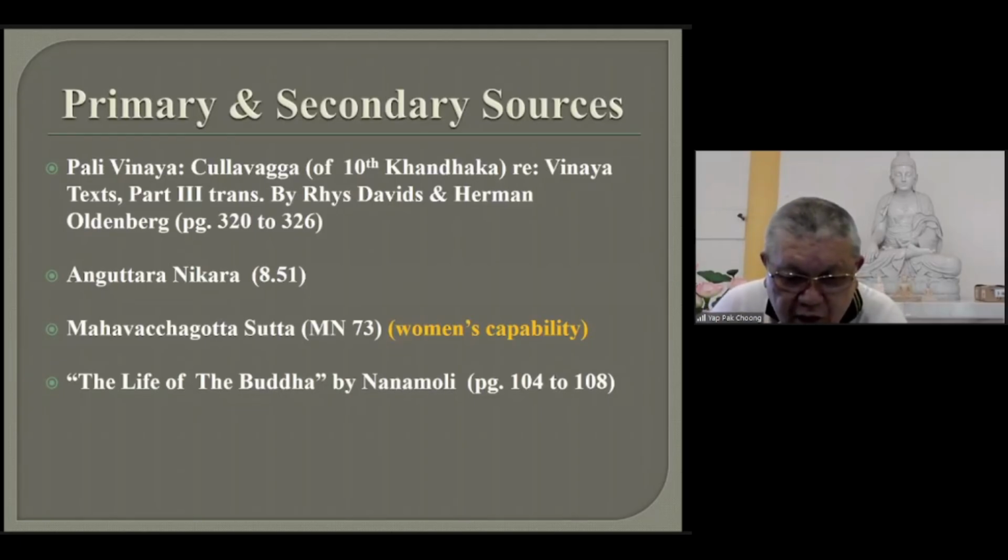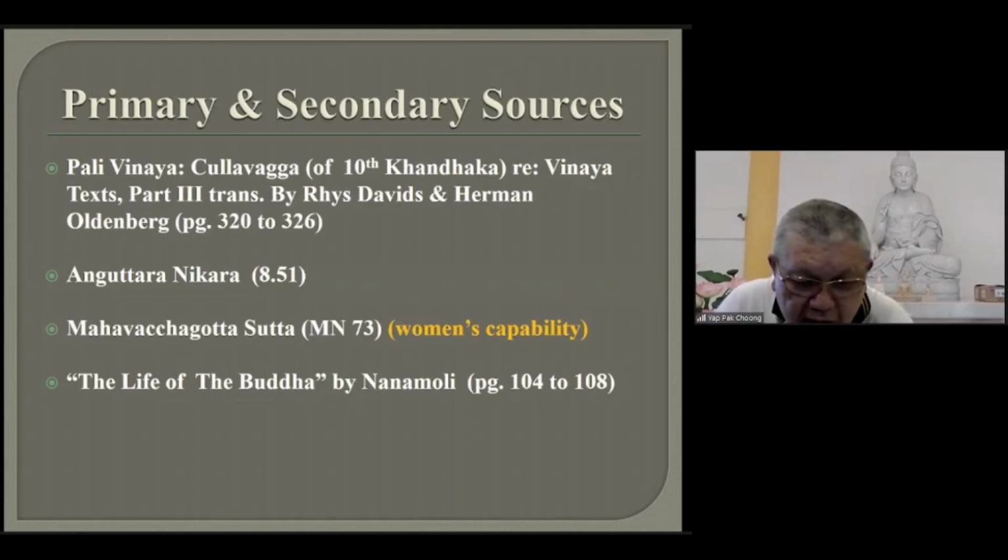Then I refer to the books translated by Rhys Davids and Hermann Oldenberg. If possible, you get hold of this primary source. Then another primary source, if you don't have the Vinaya books, you can get hold of the Anguttara Nikaya. Chapter 8, Sutta 51, Anguttara Nikaya. There you can read about the formation of the Bhikkhuni order.